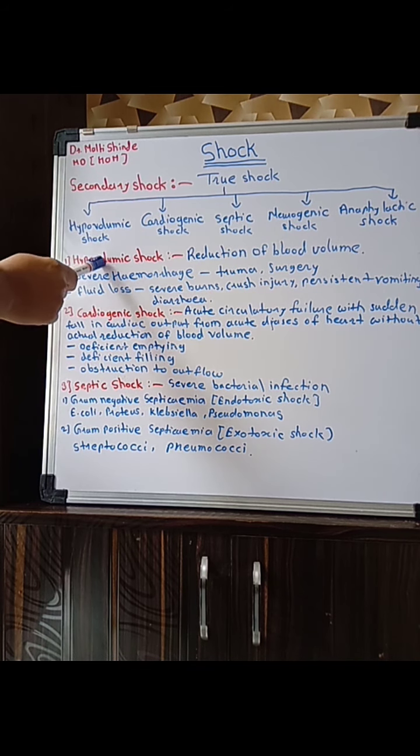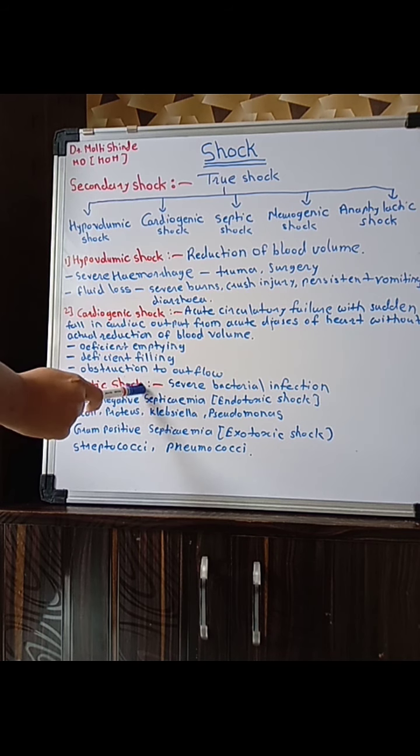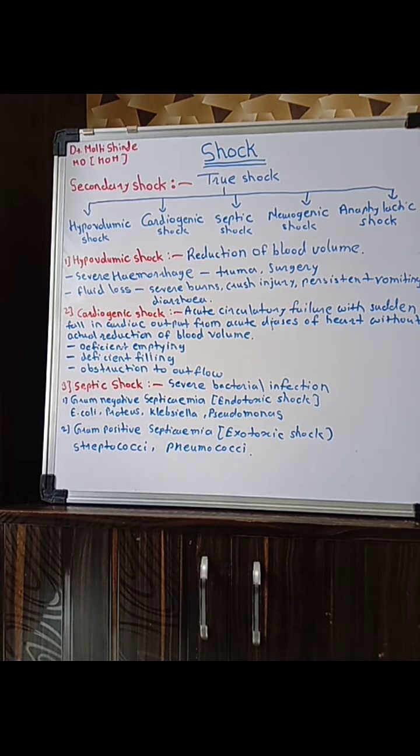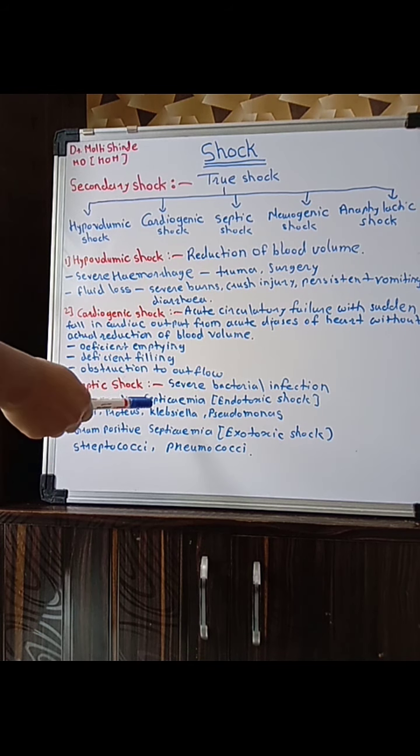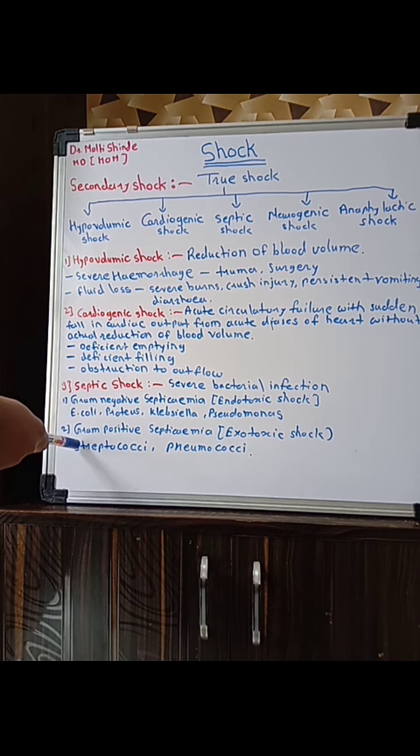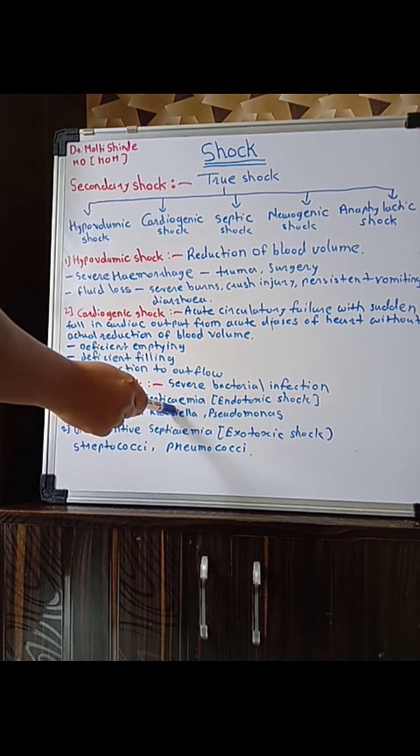This is the main difference between hypovolemic shock and cardiogenic shock. Then the third type, that is septic shock. So what is septic shock? It is a severe bacterial infection in the body, which we also call septicemia. This is due to two causes, that is, gram negative septicemia or gram positive septicemia. So what is gram negative septicemia?